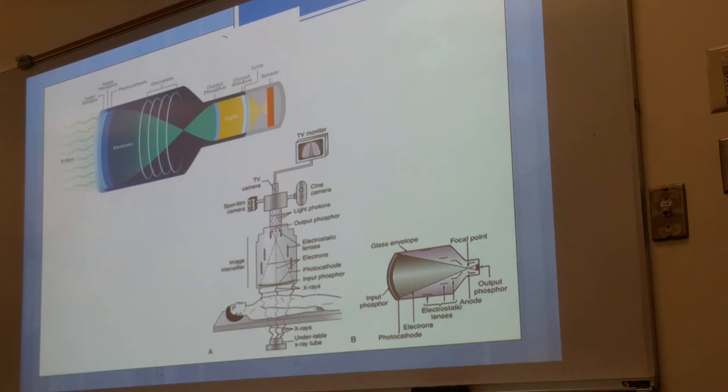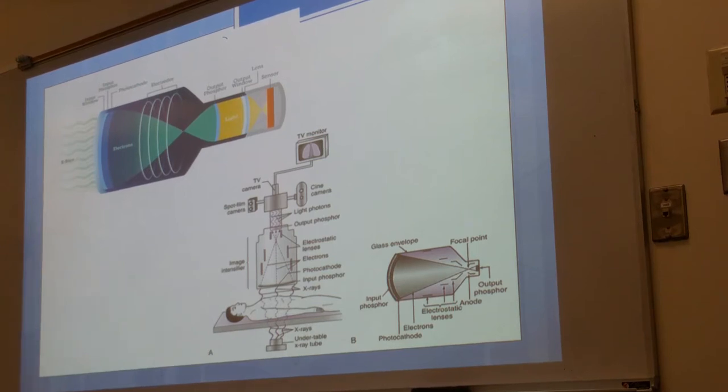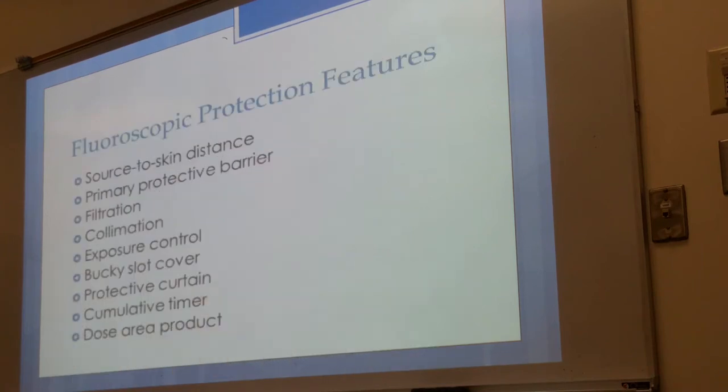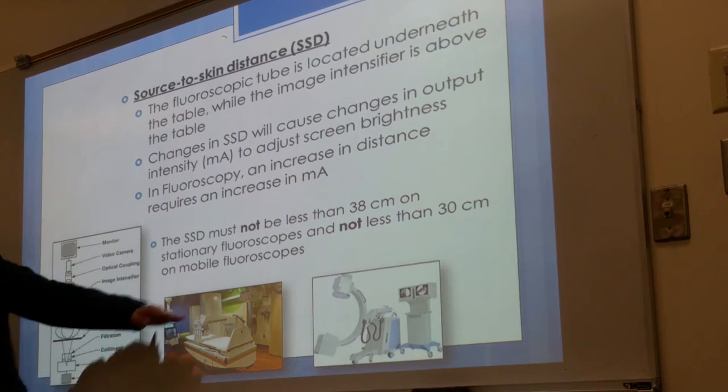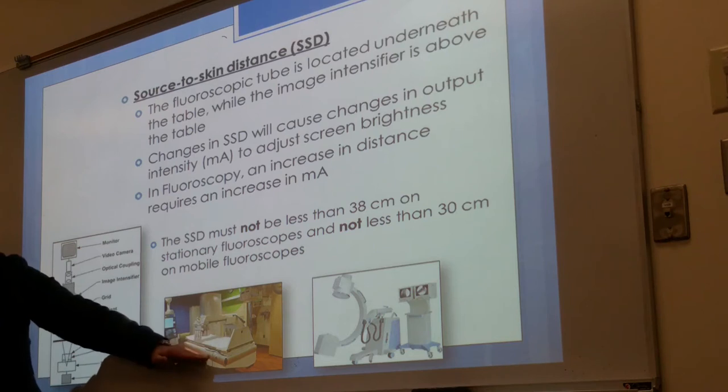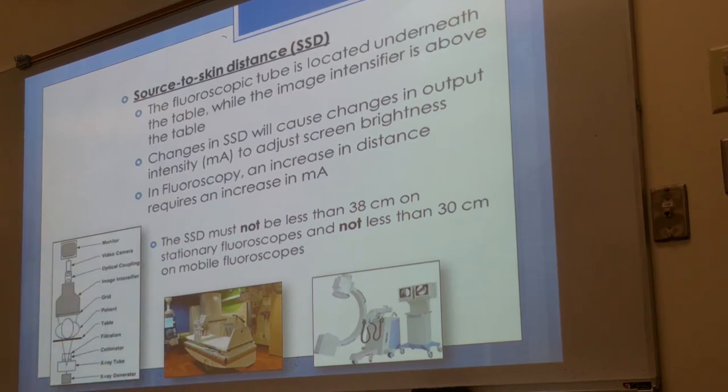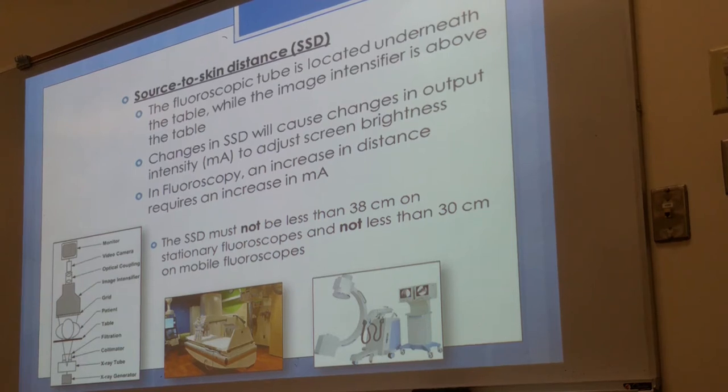X-rays to a stream of electrons to light, an image on your display. Okay, this is going to make sense now of what we're talking about in the previous image. Changes in the SSD, the distance from your fluoroscopic X-ray tube and the patient, is going to change the intensity of that beam. As we said, doesn't distance influence the intensity of the X-ray beam? So does it in fluoroscopy. The intensity and the amount of X-rays is what produces the brightness on your display screen.